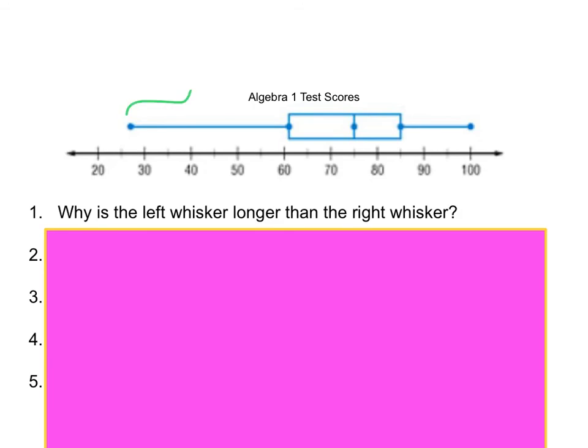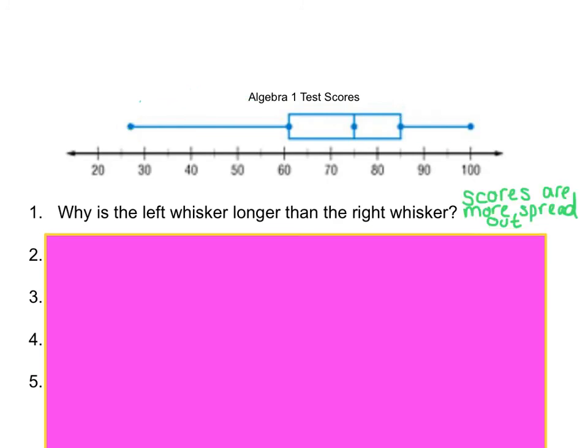Well, this one's going to be longer because the scores here are more spread out. So we got a couple kids over here that did really poorly on this test. Somebody got like a 27% right here. But maybe there's a 27%, a 42%, a 55. They're more spread out. Whereas over here in this right one, their scores are closer together.